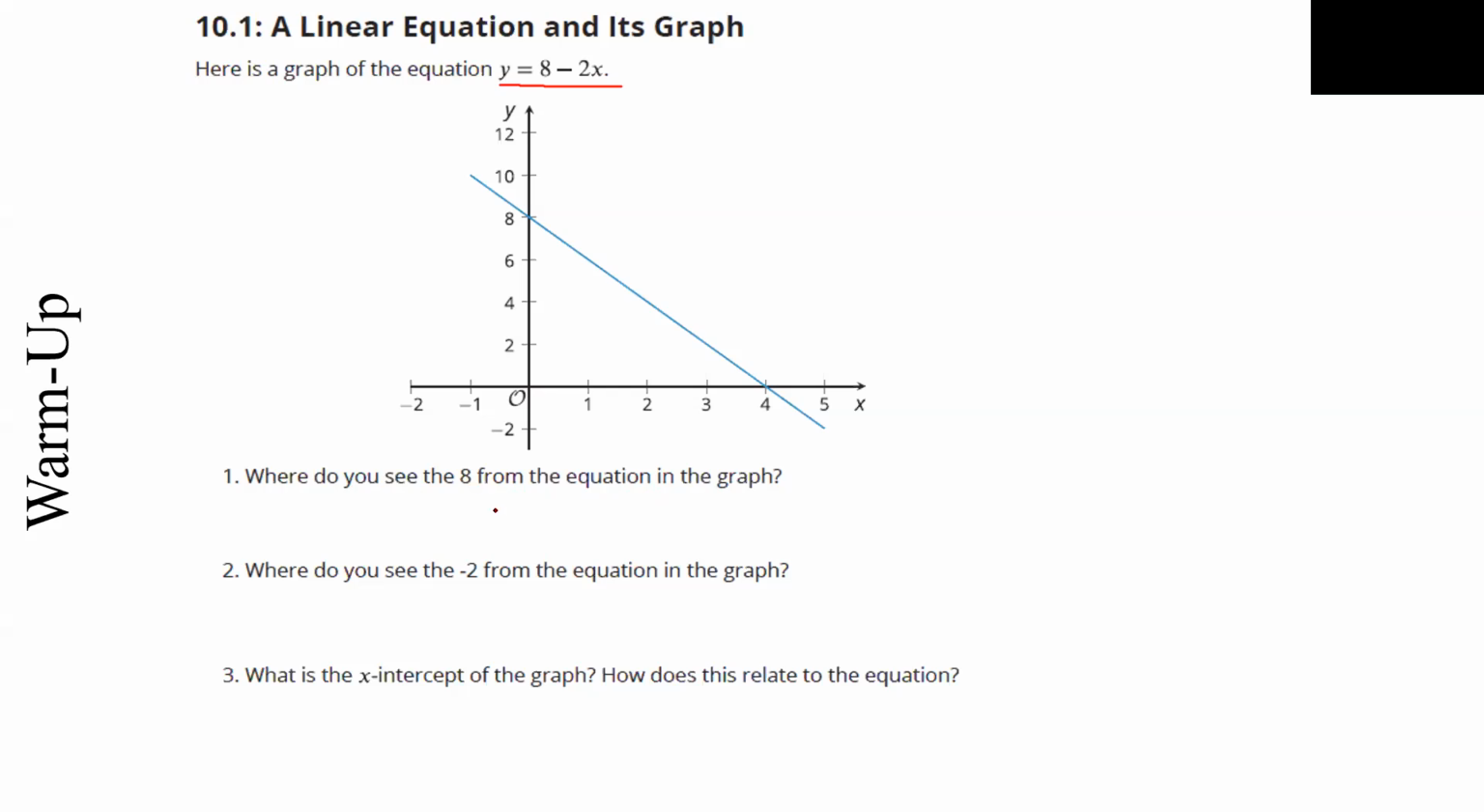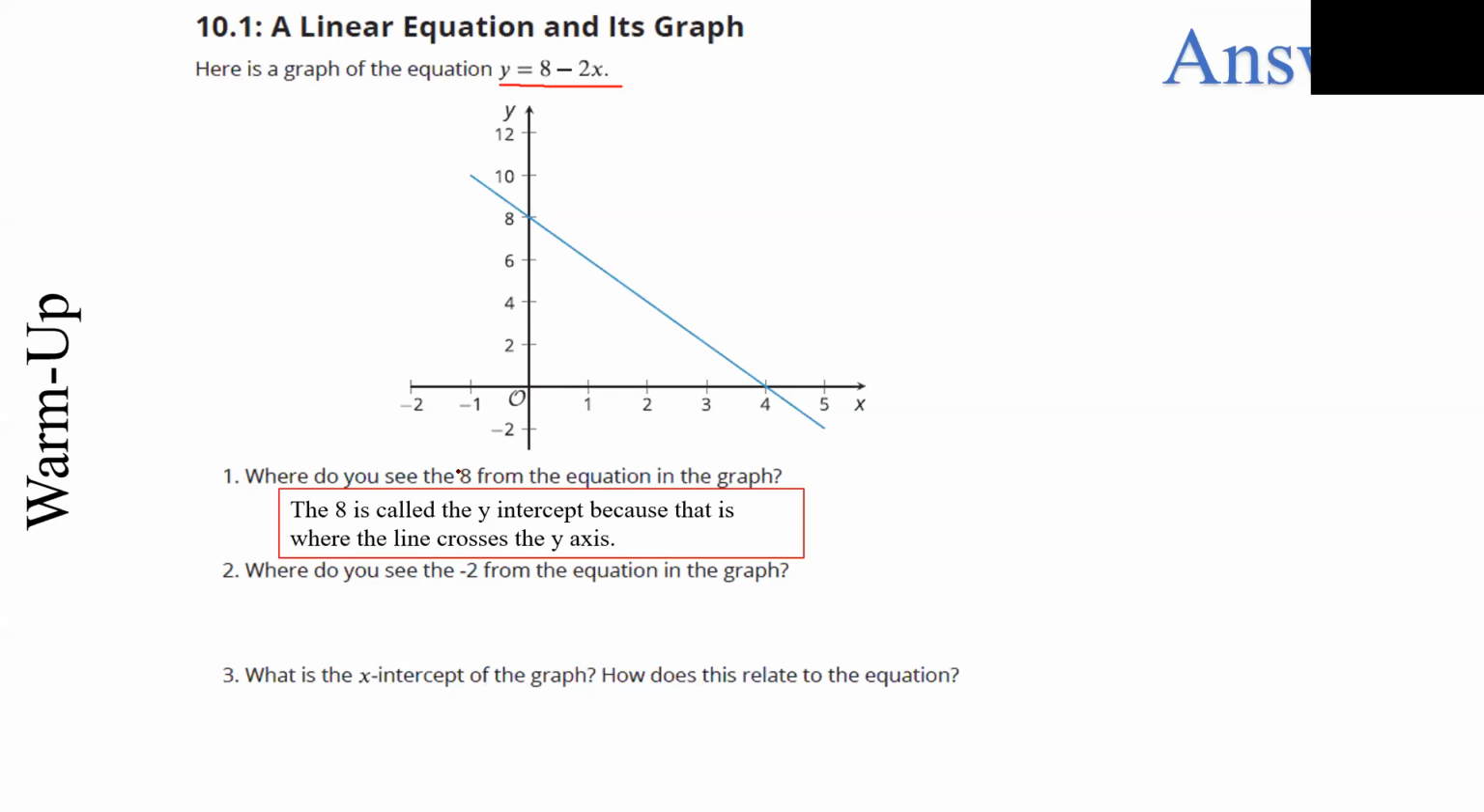All right, now that you had an opportunity to write what 8 is called and where it's found: 8 is called the y-intercept because that is where the line crosses the y-axis, and that is here. This is your y-intercept because that is where your line crosses the y-axis. The second question, where do you see it on the equation? On the equation, you see it right here.